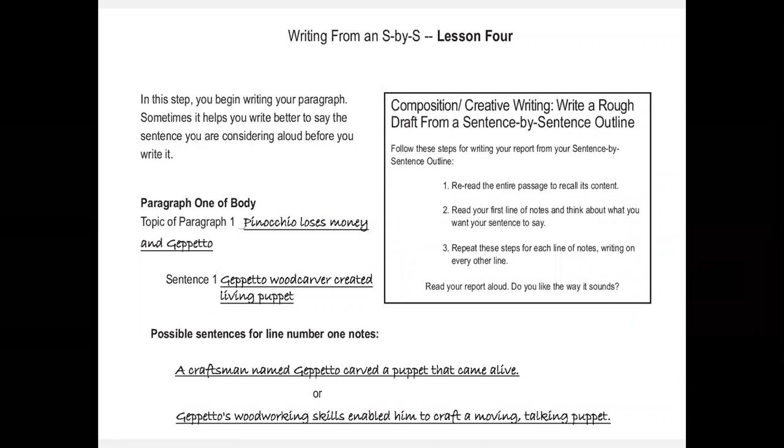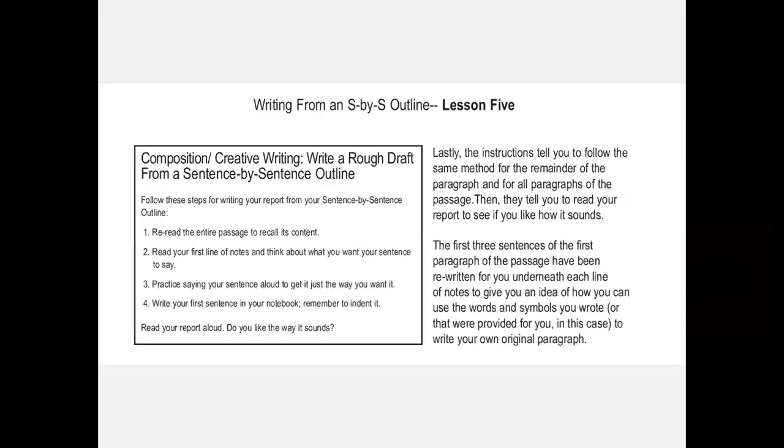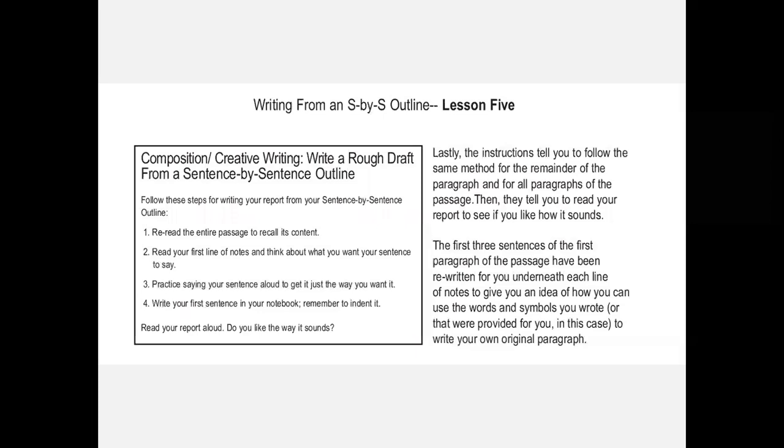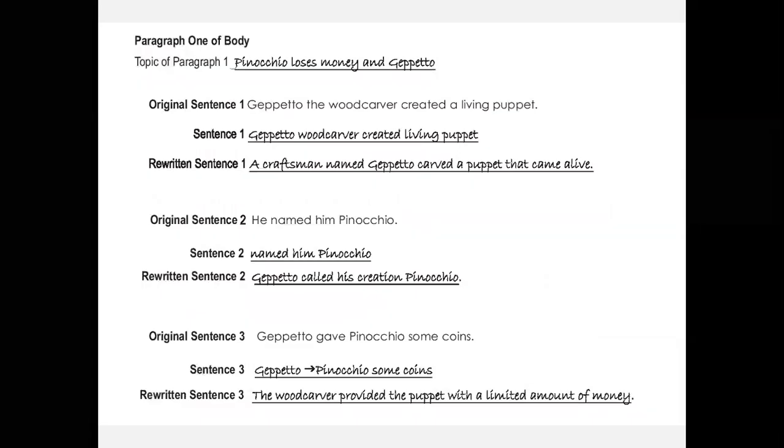A craftsman named Geppetto carved a puppet that came alive. And it has a couple of samples that they can compare theirs to. All right, then they're going to practice saying their sentence aloud. They're going to write their sentence, and they're going to do this for each sentence.